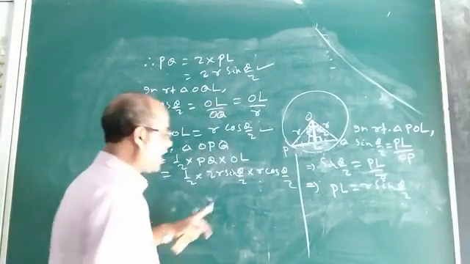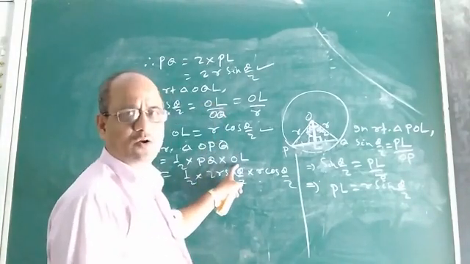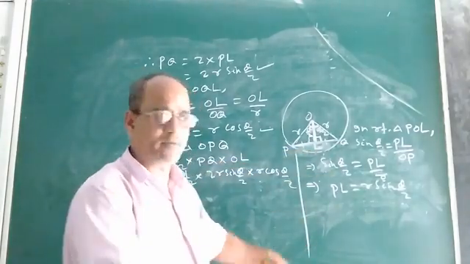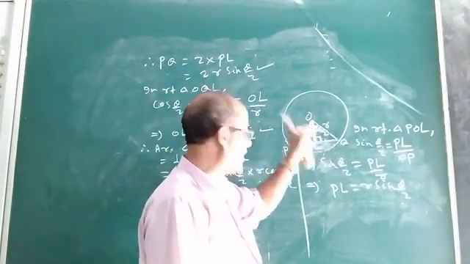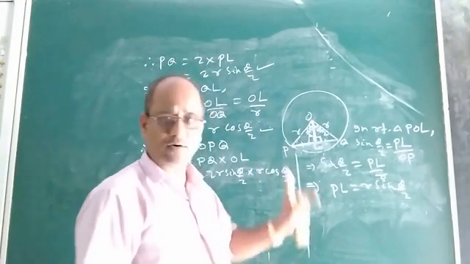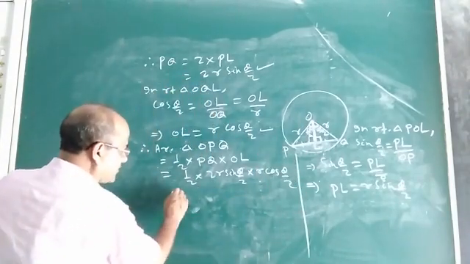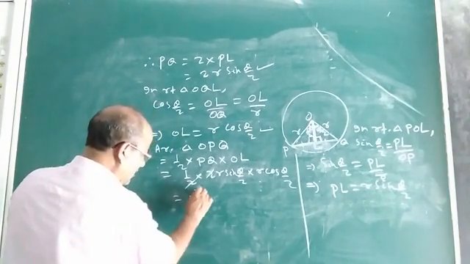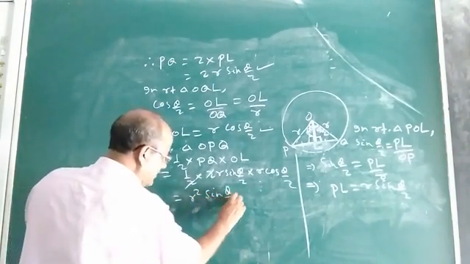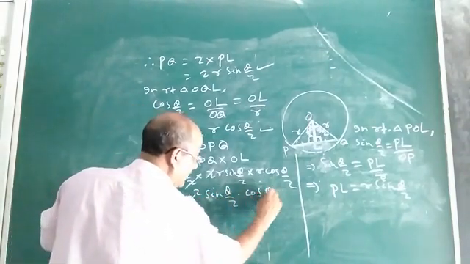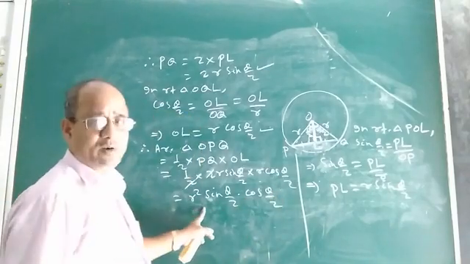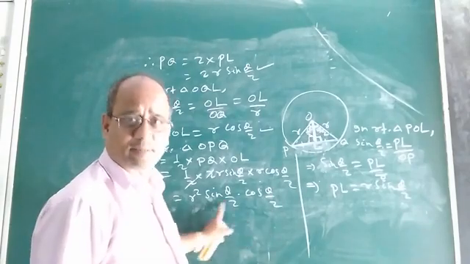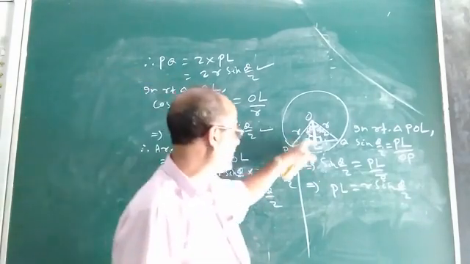Now I substituted the values of PQ and OL in the formula for the area of triangle OPQ, which is half into base into height. The base is PQ and the height is OL. Now simplification: what will you get? The 2 will be cancelled, and R and R give R square sine theta by 2 into cos theta by 2. So this will be the required expression for the area of triangle OPQ.